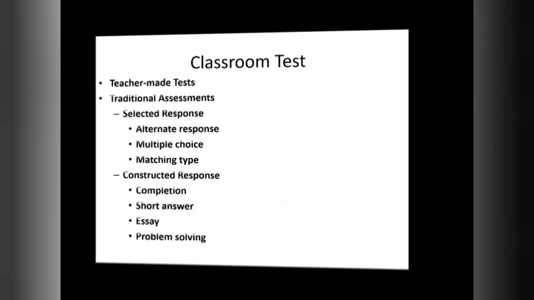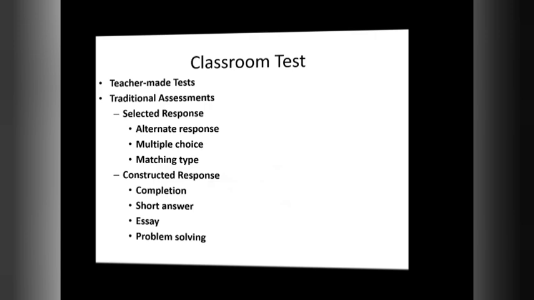There are different types of assessment that we can do to assess whether our students or learners are achieving our desired learning outcome. We have the authentic assessment and the traditional assessment or the classroom test. The classroom tests are teacher-made tests which makes use of the paper and pencil test. Example of this traditional assessment are the selected response type and the constructed response type.